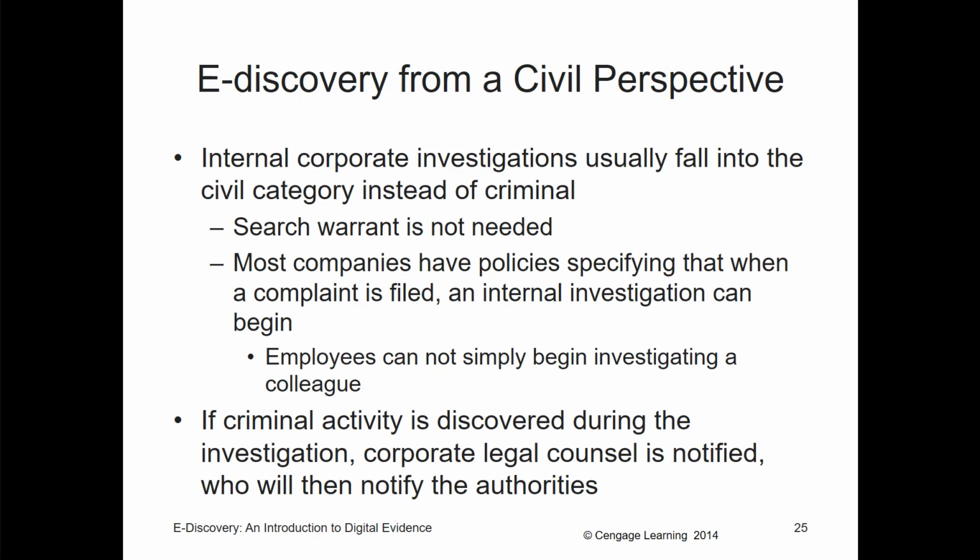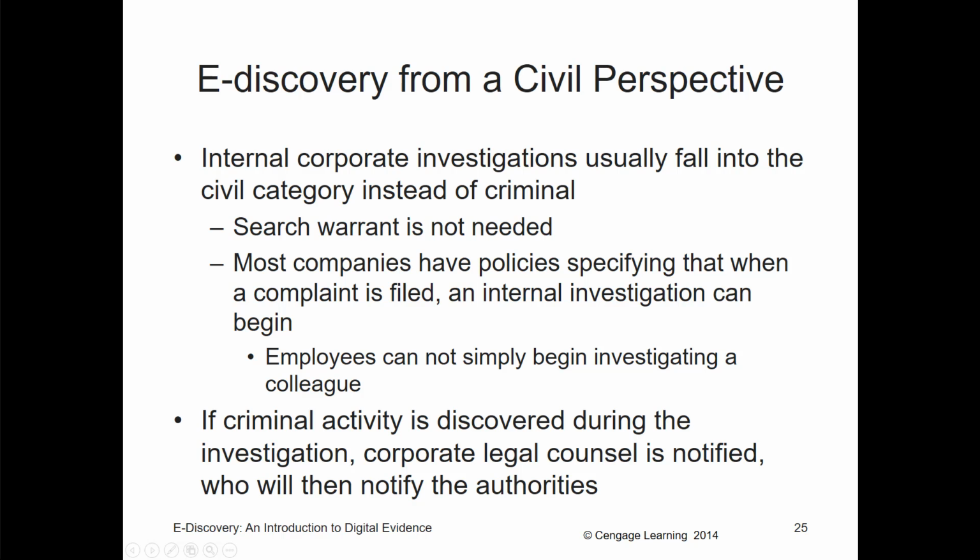Internal corporate investigations usually fall into the civil category, not criminal, so search warrants aren't necessary. Most companies have policies specifying that when a complaint is filed, the internal investigation occurs. If criminal activity is discovered during the investigation, corporate legal counsel is notified, and then the authorities thereafter, and from there decide what should occur.